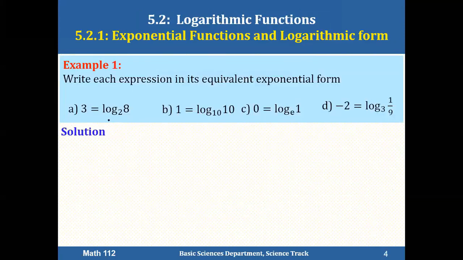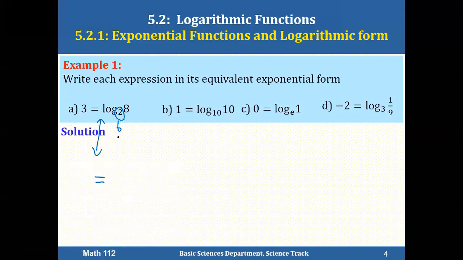So these are logarithmic expressions. Okay? We have log, log, log, log, log. And we want to write these expressions in exponential form. First, it's important to find the base. So here, what is the base in this expression? Where is the base? I think number 2. 2 is the base. So this is the base. So we said the base is 2. So what happens?